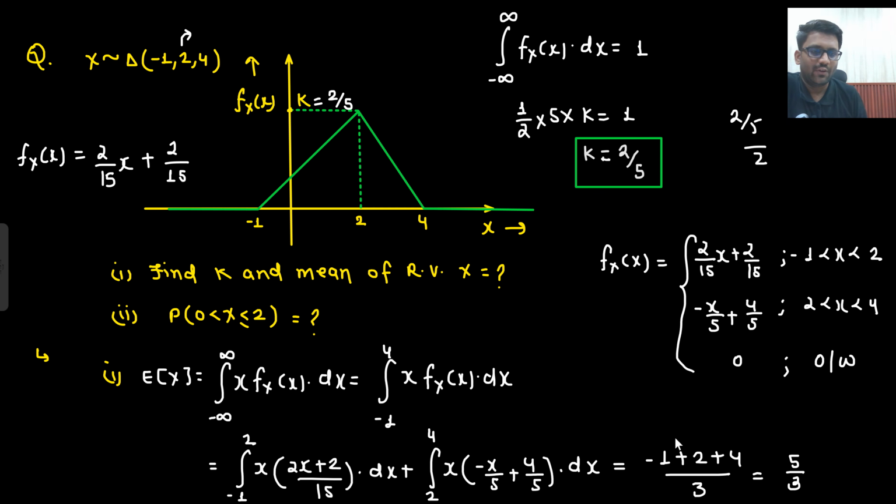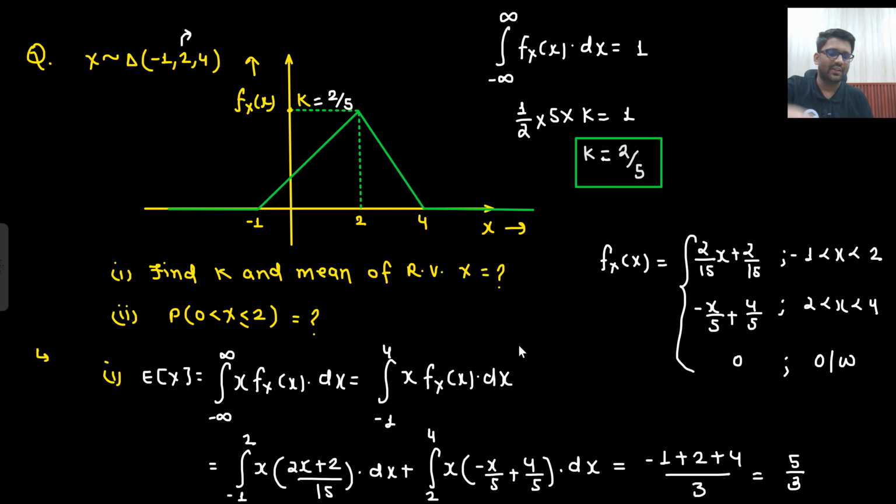First thing is that we found the value of k. Then we saw what the slope is here: 2 by 5 divided by 3, so 2 by 15 is the slope. From there we found this value 2x by 15 plus 2 by 15 between -1 to 2, and then the definition is changing from 2 to 4. So there as well we found the equation. So in both of the cases we are just finding the equation. Finding the equation is not a tough task.